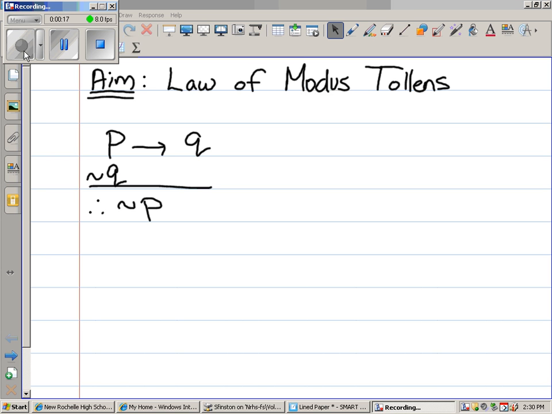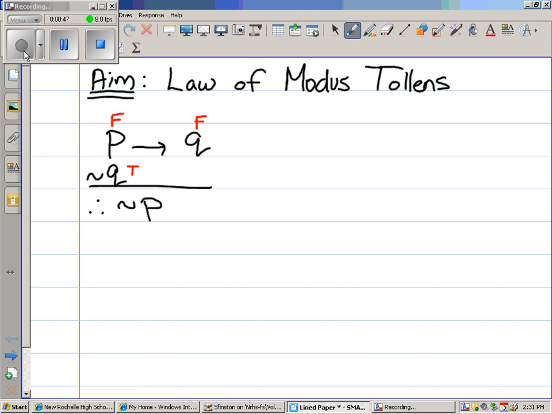All right. So here we go. Suppose you're given these two true premises. How do you know that not P is true? Right, Hannah? Yep. If you know that this is true, what do you know about Q? This is false. And the only way that top statement could be true is if what? Is if P is false.